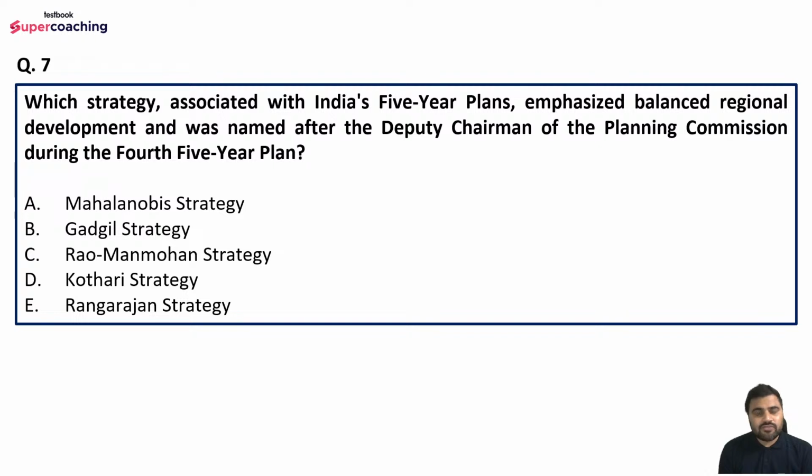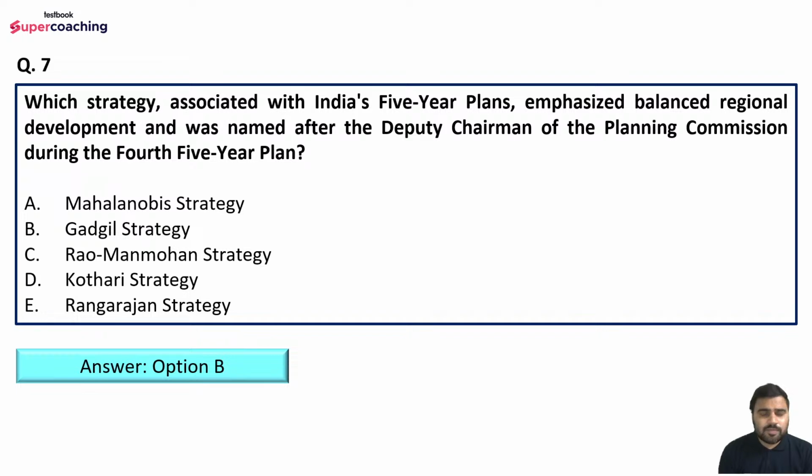Now, question number 7 is which strategy associated with India's 5 year plans emphasized balanced regional development and was named after the deputy chairman of the planning commission during the fourth 5 year plan? Options are Mahalanobis strategy, Gadgil strategy, Rao Manmohan strategy, Kothari strategy and Rangarajan strategy. Tell me. So the right answer would be option number B, that is Gadgil strategy.